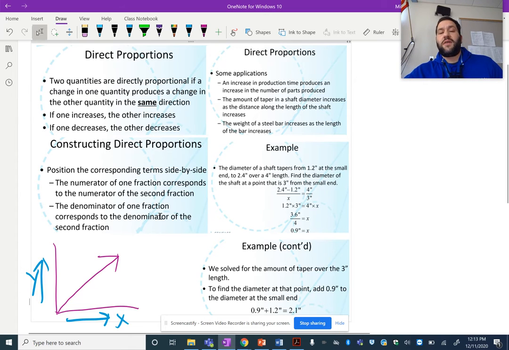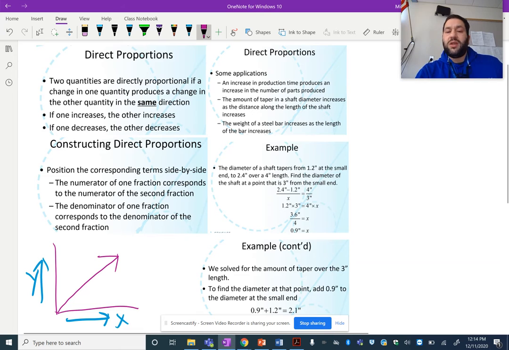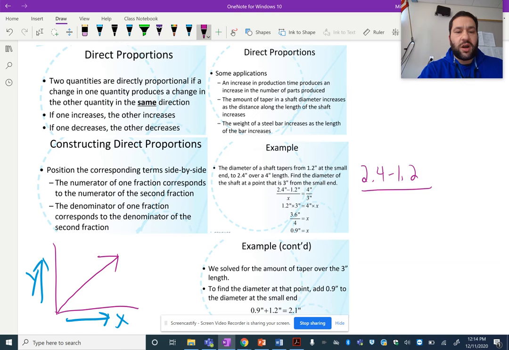It says the diameter of a shaft tapers from 1.2 inches at the small end to 2.4 inches over a 4-inch length. Find the diameter of the shaft at a point that is 3 inches from the small end. So we know that there is a distance 2.4 minus 1.2. Okay. And remember what it said before is it said the numerator of one fraction corresponds to the numerator of the second fraction. So we would say that would equal 4 inches.